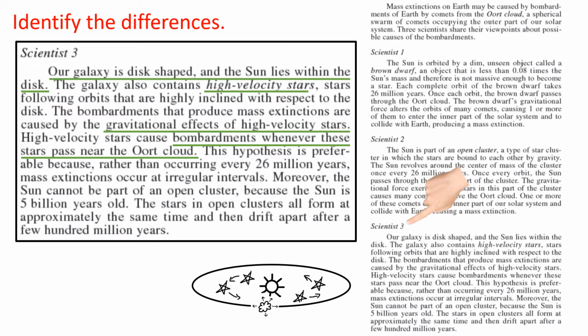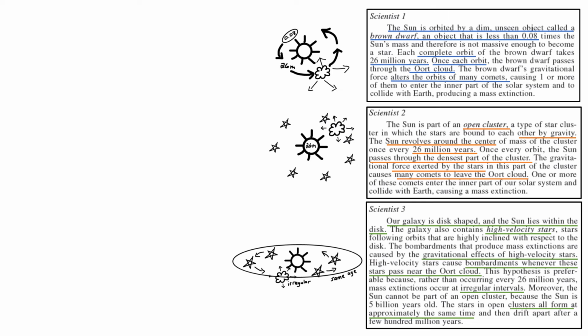So the Oort cloud has to do with the bombardments in all 3 of them. It does not occur every 26 million years, right? Rather than occurring every 26 million, it's at irregular intervals. So I wrote irregular. The sun cannot be part of an open cluster because the sun is 5 billion years old and clusters all form at the same time. So I'll put irregular and same age. So there's my drawings to help me remember what I read. And then we go to the questions.